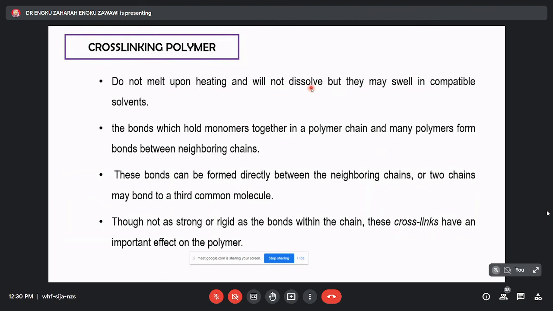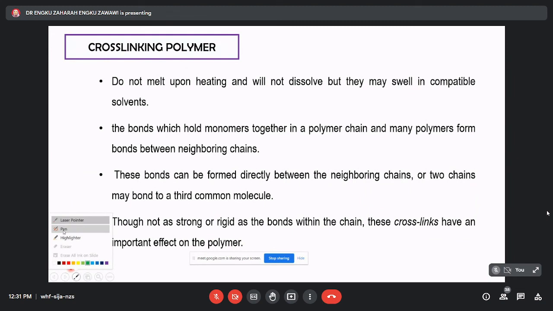Okay, in the solvent, but sometimes dia hanya swell je, dia hanya bengkak je, dia hanya mengembang in the compatible solvent lah, tak semua. Okay, so untuk the hydrocarbon, the bonds which hold the monomers together in the polymer chain, and many polymers form bonds between the neighboring chains. Okay, itu yang dipanggil sebagai cross-link. Okay, so this bond can be formed directly between the neighboring chains, or two chains may bond to a third common molecule. Okay, so dia bersilang-silang lah, nama pun tahu silang.